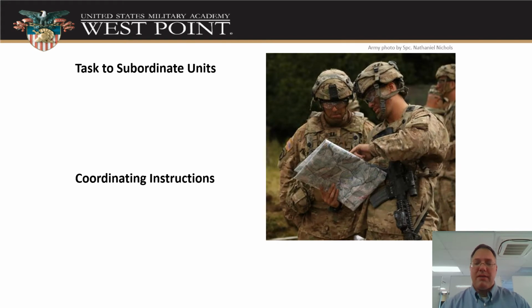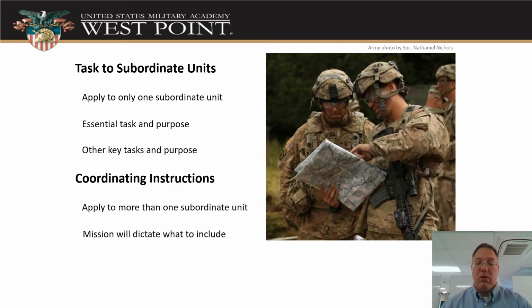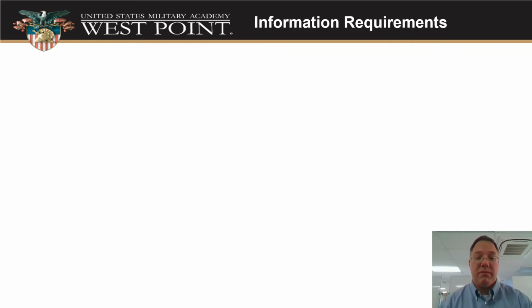We can put this as a comparison to the tasks to subordinate units. We've got tasks to subordinate units, and we've got coordinating instructions. Your tasks to subordinate units apply to one subordinate unit, just that squad, none of the others. Coordinating instructions apply to more than one, multiple subordinate units. Your tasks to subordinate units should start off with the essential task and purpose for the mission, and then give other key tasks and purposes. Your coordinating instructions will depend on what the mission needs, what you list in there to coordinate all of your units.